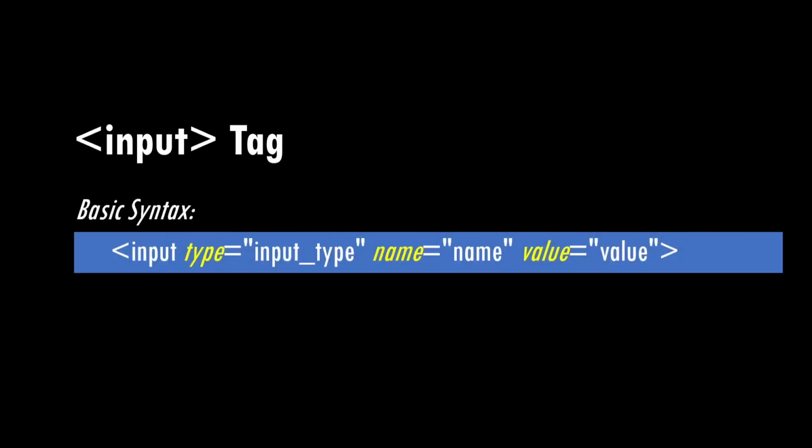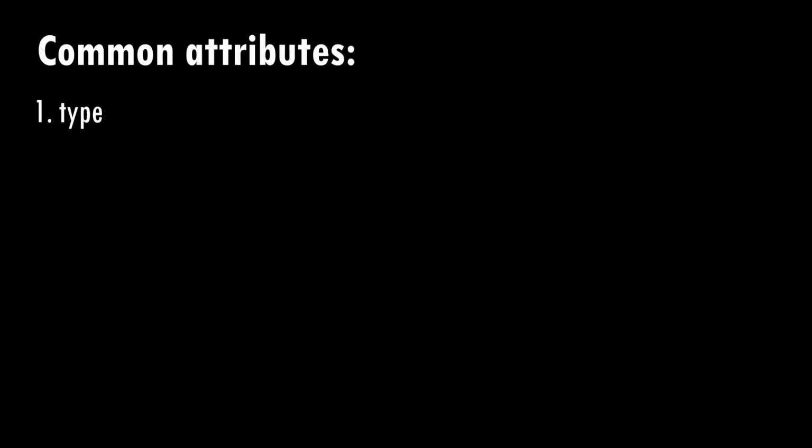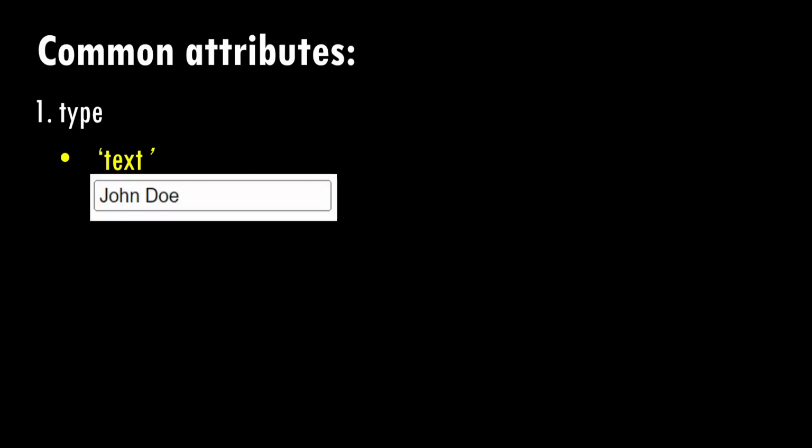Here is the basic syntax. Common attributes. Type specifies the type of input controls to display. This attribute is required and determines the kind of data the user can enter. This can be various types: text, a single line text input. In browser, it may show like this.